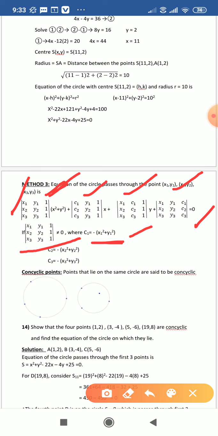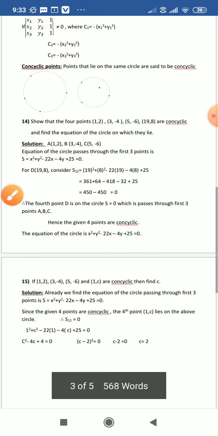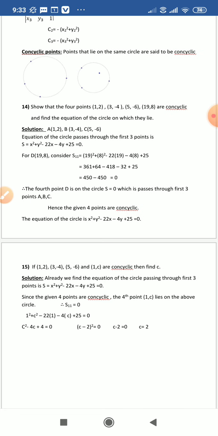Okay. Now, what is meant by concyclic? Concyclic means, this is the definition: points that lie on the same circle are said to be concyclic. If 3 or 4 or 5 or 6 or 7 points lie on the same circle.